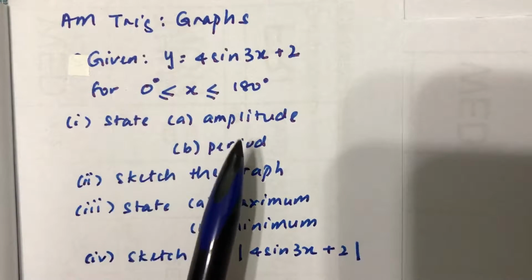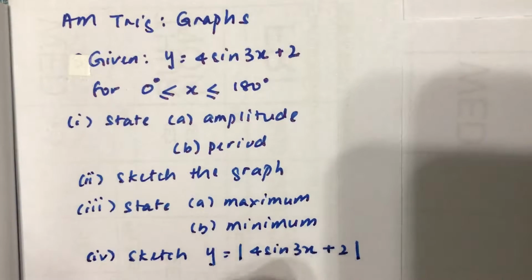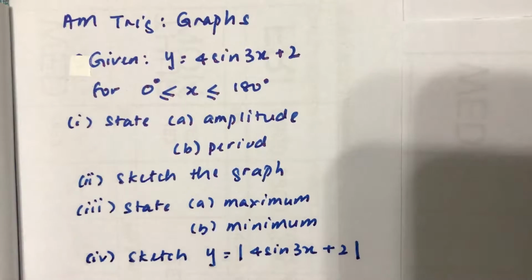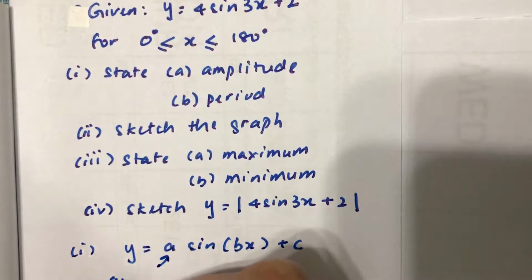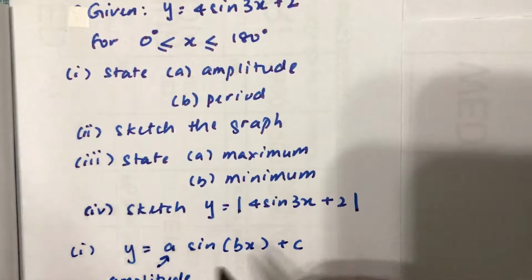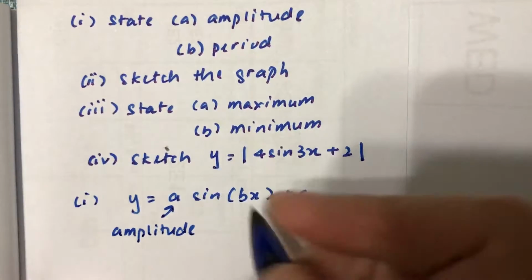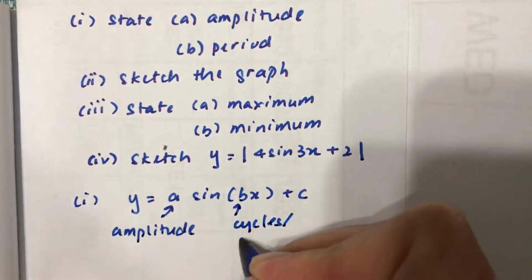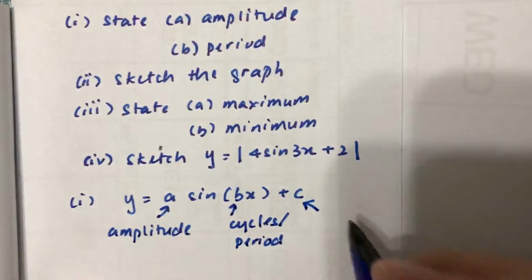You're supposed to state the amplitude and the period of the graph of this function here. Okay, so the first thing to remember is, for any general form, we have y equals a sine bx plus c. Now, this a here represents the amplitude. So this will determine the highest and the lowest value that you will have, the maximum and the minimum. And this b here is the number of cycles that you can have. So in other words, the period of the graph will be affected. And finally, c has the effect of a translation.